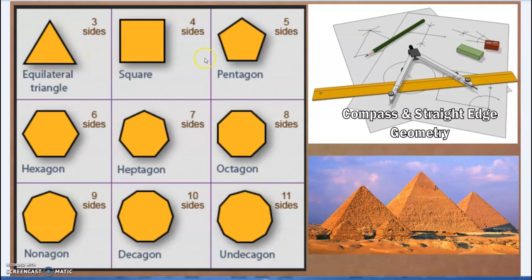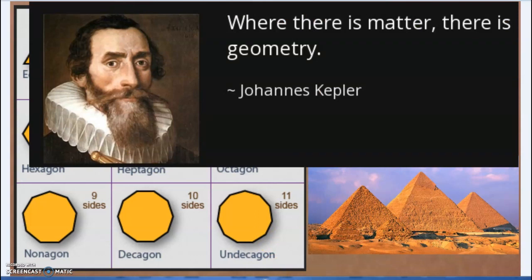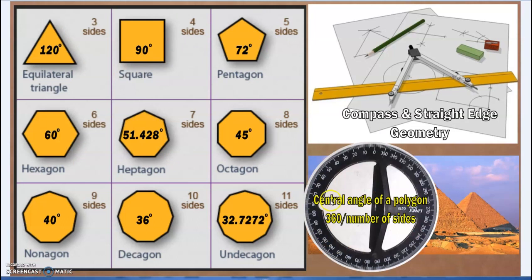There is also a philosophy which goes around it, Plato, Pythagoras, these mystery schools, all based on geometry. So here we have the basic regular polygons, in that each side is equal to one another. So an equilateral triangle, a perfect square, pentagon, hexagon, heptagon, seven-sided, octagon, nonagon, decagon, and undecagon, which is the 11-sided. You could go on, but these are just the important ones to think about because they have some key information in there. So Kepler: where there is matter, there is geometry.